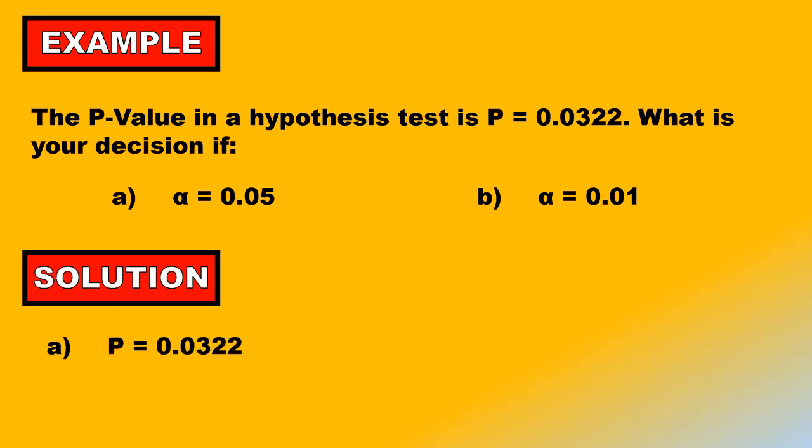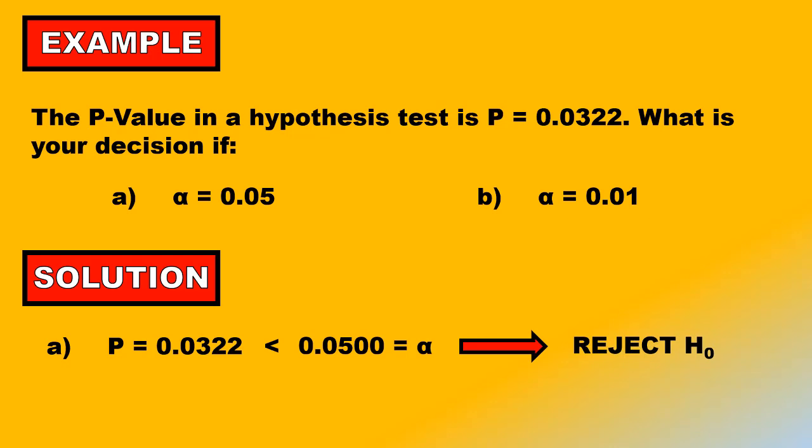If p is 0.0322 and alpha is 0.05, we're going to compare these. That's what the p-value decision rule is. It's a comparison test. So which one's bigger, which one's smaller? And clearly the 0.0322 is smaller than 0.05. You'll notice I put 2 zeros at the end of the 0.05. That way the decimals have the same length, and it's easier to tell which one's bigger. So p is less than alpha. And if p is less than alpha, we reject h0.